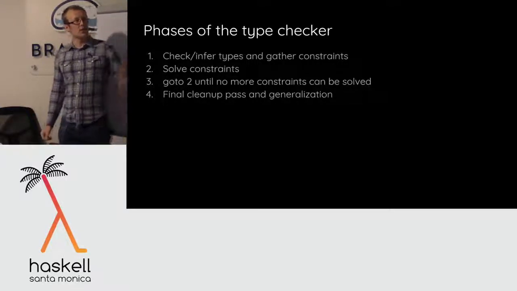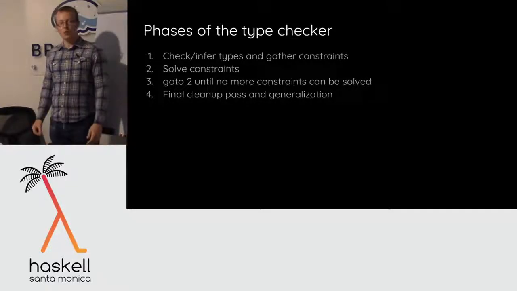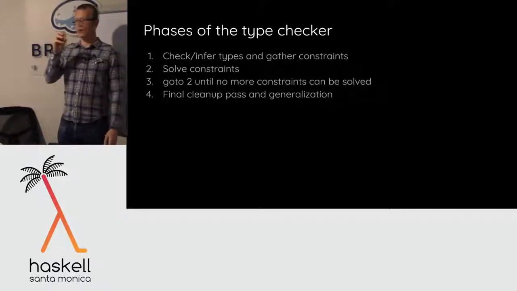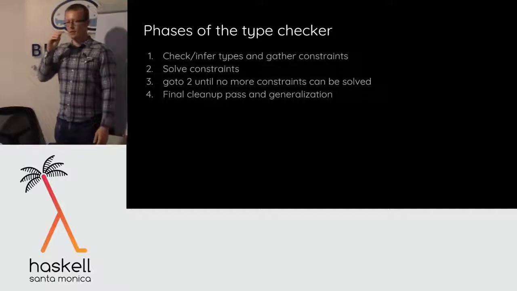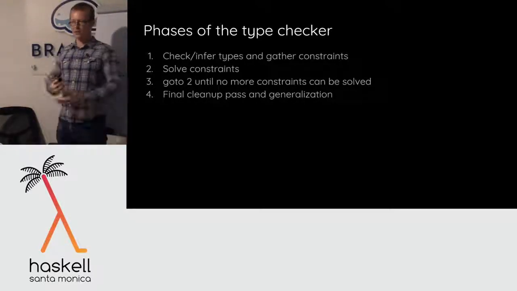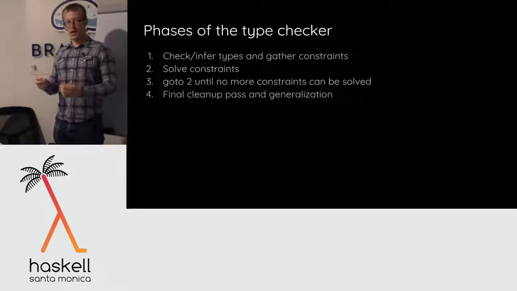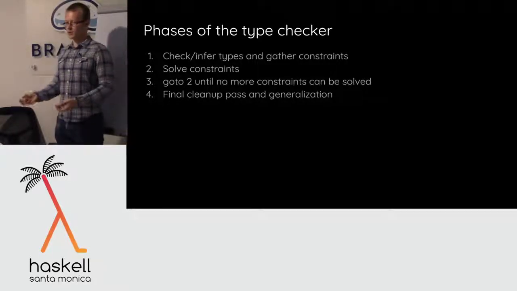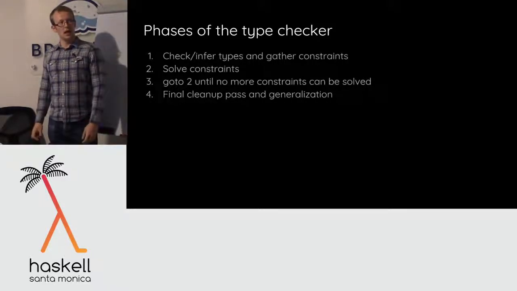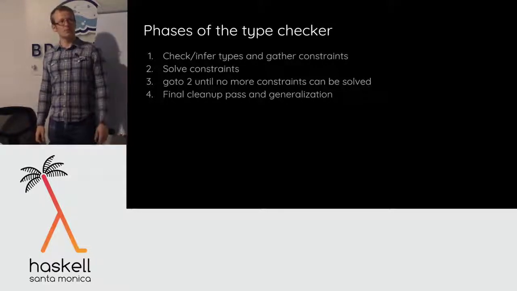So at a high level, the first thing we do is go over the syntax and check or infer types and gather constraints, right? By looking at a small part of the program, we can't figure out exactly what its type is. We might not be able to figure it out, but we can gather constraints as we go, and hopefully by the end of that process, we have enough constraints that get solved to give an answer. So we go over the syntax and gather constraints, and the second step is that we solve the constraints, which I'll talk about in a second.